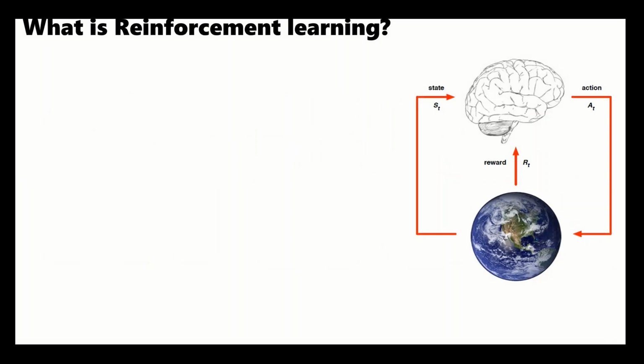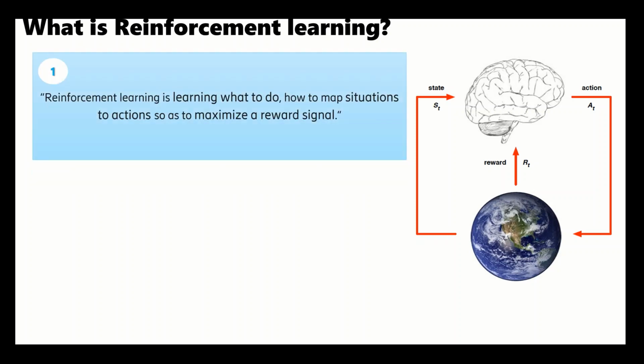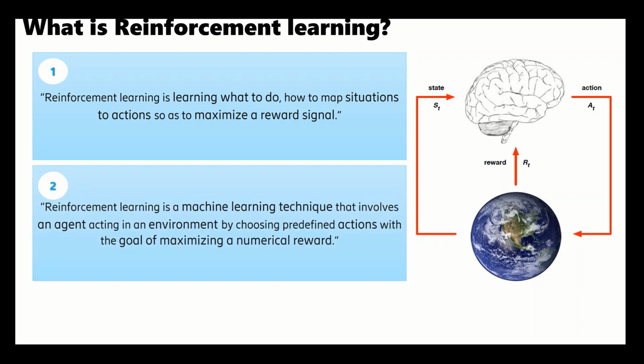Well, there are various definitions of reinforcement learning around us. For instance, this one says reinforcement learning is learning what to do, how to map a situation to actions so as to maximize the reward signal. Another variant, which is a bit more elaborate, says reinforcement learning is an ML technique that involves an agent acting in an environment by choosing predefined actions with the goal of maximizing a numerical reward.